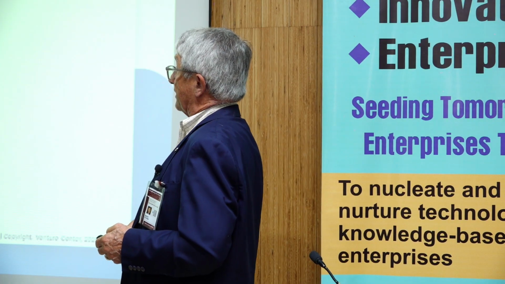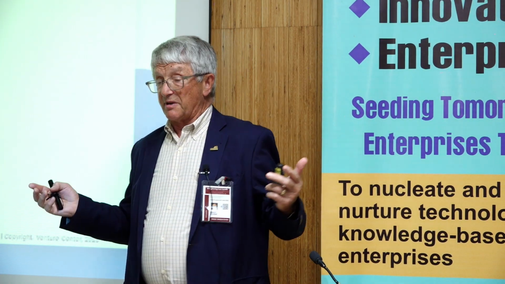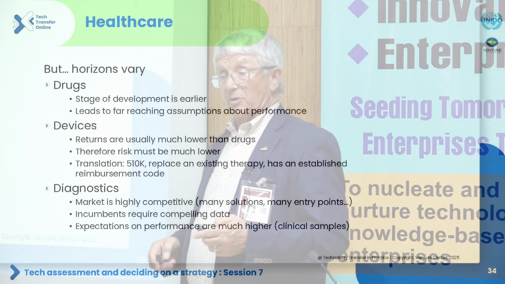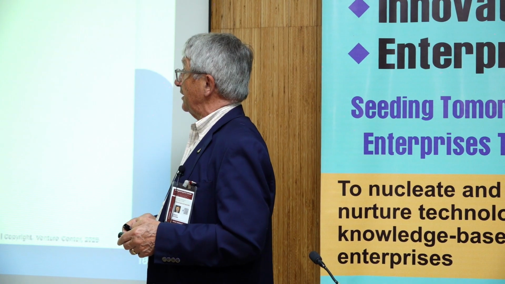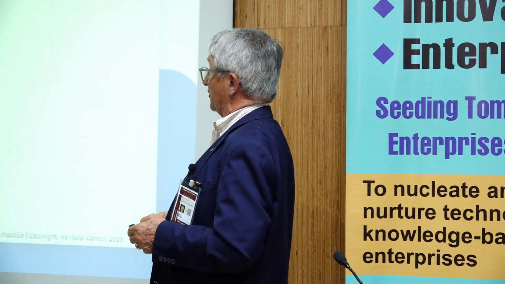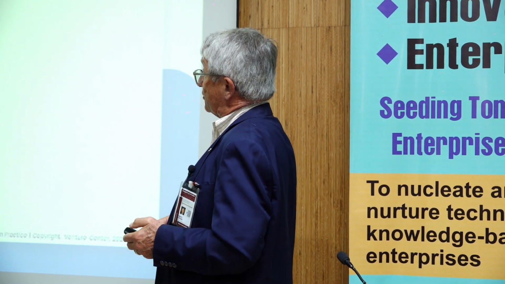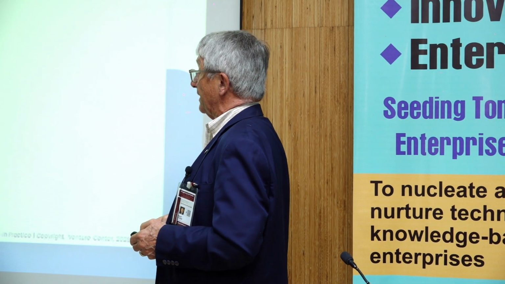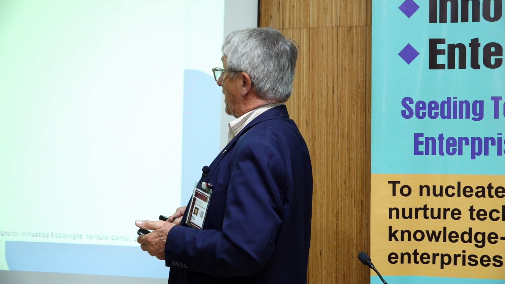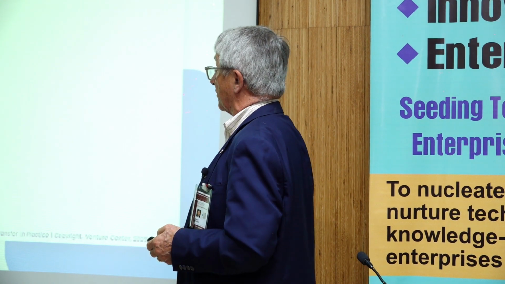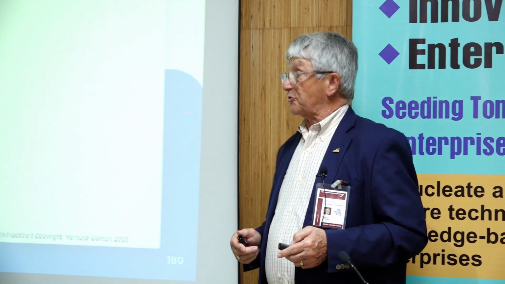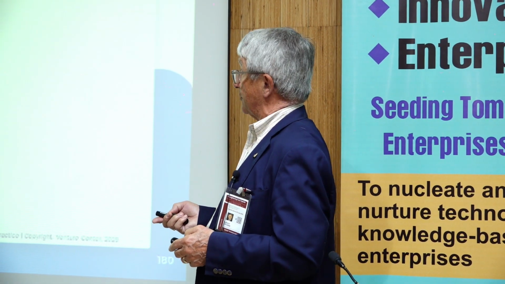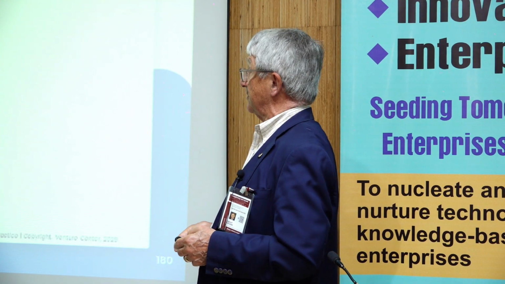But horizons vary. Drugs in academia, I mean, we're lucky if we've cured a mouse before we try to license it. So knowing the performance properties is going to be very difficult. You're going to have to make assumptions about it. Devices, returns are usually lower than drugs, therefore the risk must be lower. So a 510(k) replacing the existing therapy has an established reimbursement code, but you're not getting superiority data. You're just showing that you are equivalent to the predicate device.